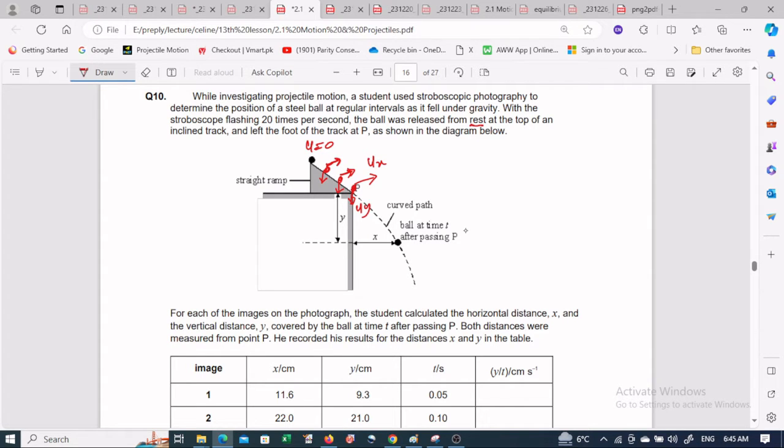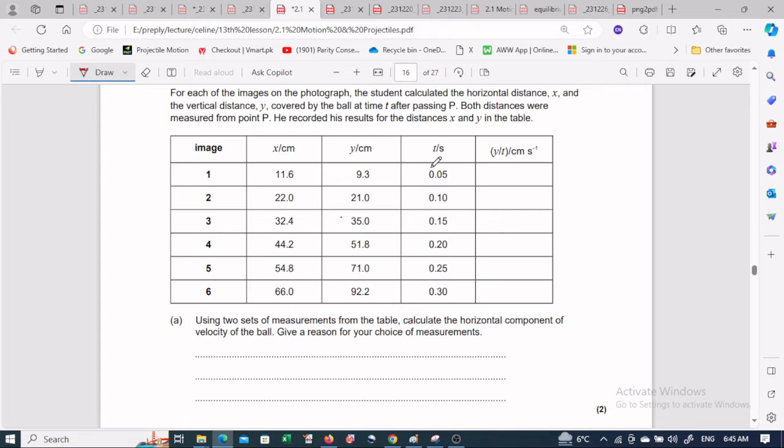Now when the ball is released from here, it will go down and cover a curved path, and it will be at this position, which is the final point. So we have to find the horizontal component of the velocity. We have the x and y values, the horizontal and vertical distances, for the different points. So first of all, we have to complete this table.